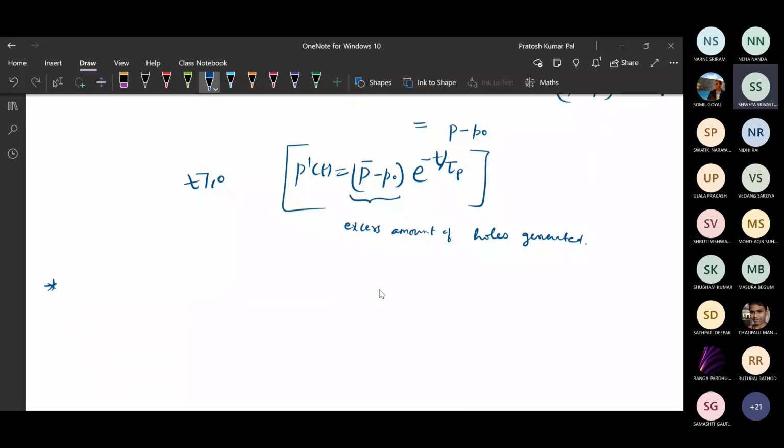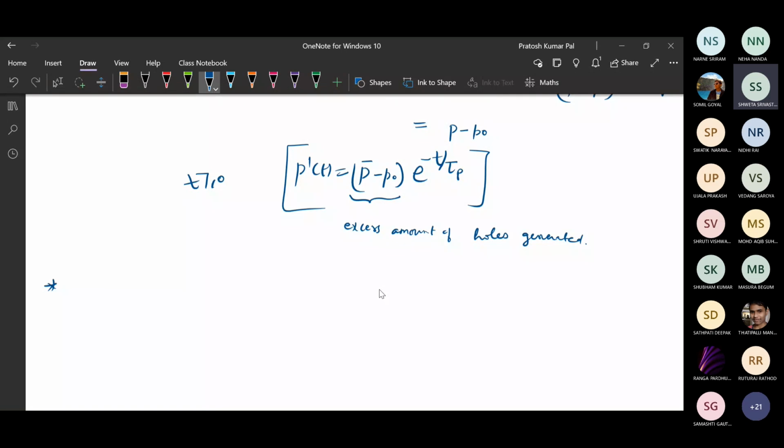So its P dash value will be equal to zero, or we can call it the P value will be equal to P naught. So finally it will reach the P naught value, that is the value at equilibrium that was before the application of the light or the thermal energy.